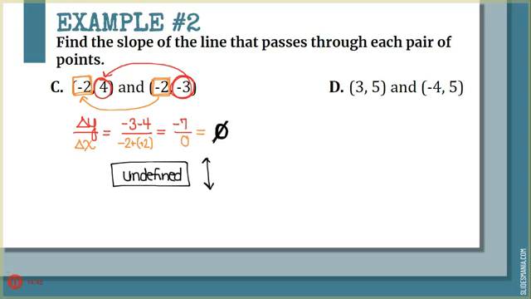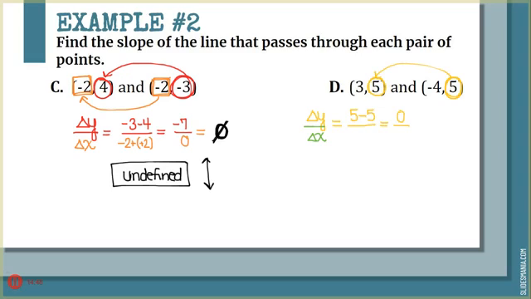And then last but not least, for the ordered pairs, we are going to do letter D. So my change in y over my change in x. So I'm going to find my change in y first. So I'm going to select my y value that I want to start with, which is going to be, I'm going to choose 5. So I'm going to take 5 minus 5. Well, 5 minus 5 is obviously 0.